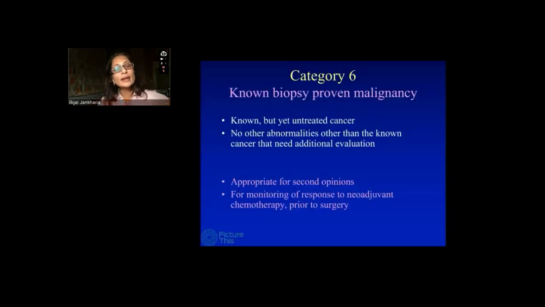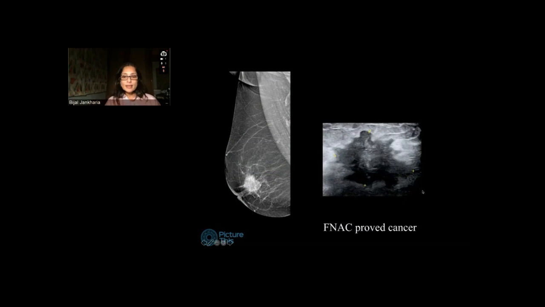Then we go on to category 6, which means that the lesion has already been FNA'd or biopsied. It's a known cancer, and it is usually used for talking about response to neoadjuvant chemo. This lady had FNAC-proven cancer. This is the lesion.